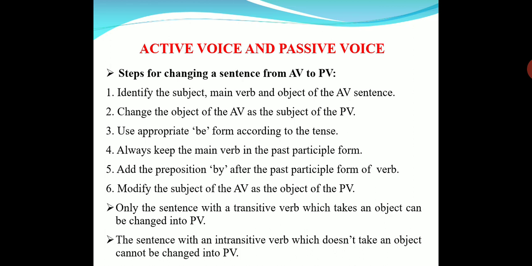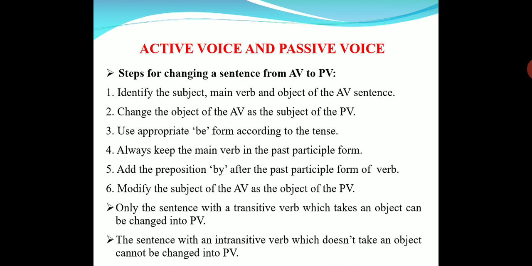Steps for changing a sentence from active voice to passive voice. There are 6 steps. In the first step, we have to identify the subject, main verb and object of the active voice sentence. First, we have to see what is the subject, what is the main verb and what is the object in the active voice sentence. That is the first rule. The next one is, we have to change the object of the active voice as the subject of the passive voice. So, object becomes subject. That is the second one.